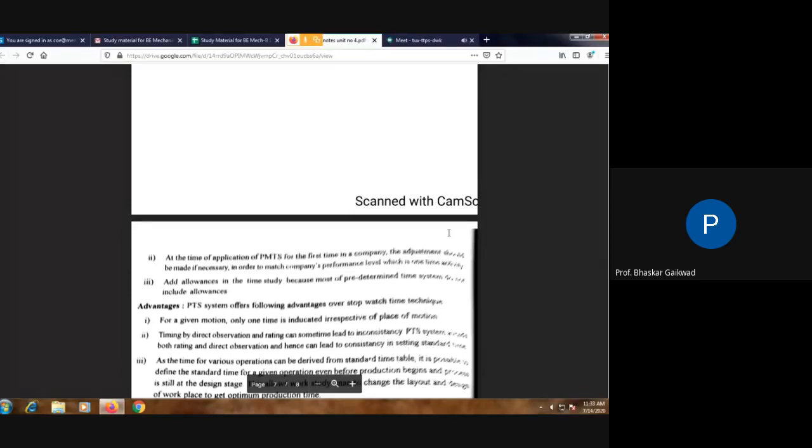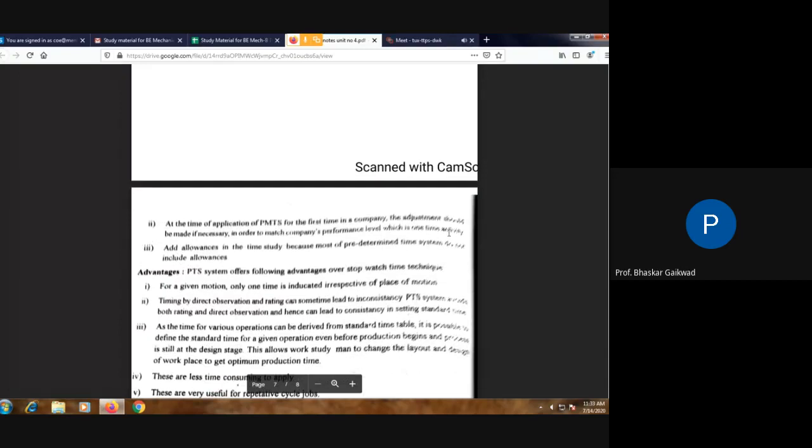Now next part, that is the advantages. What are the advantages of this? This PTS system offers the following advantages over the stopwatch time study technique. So what are the advantages of this method over other methods?